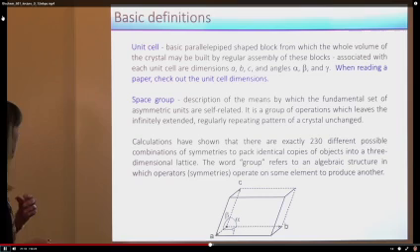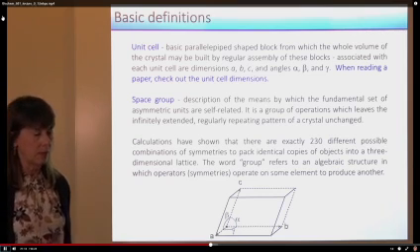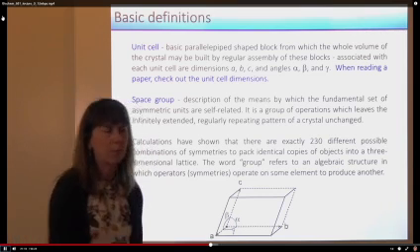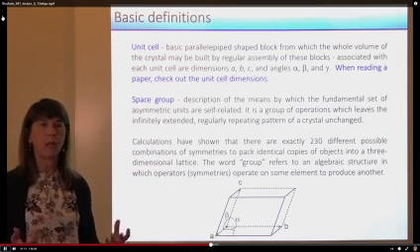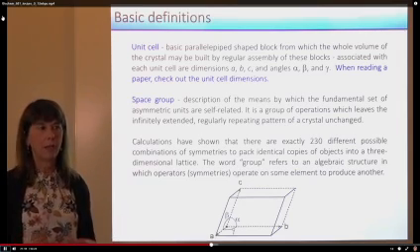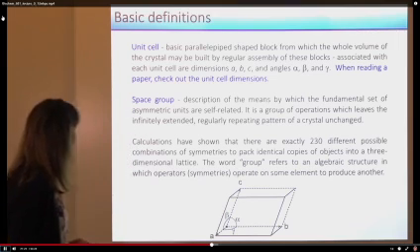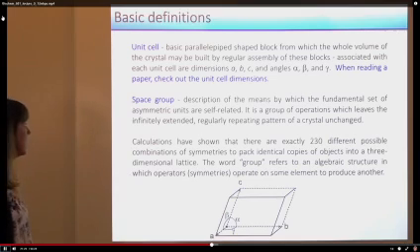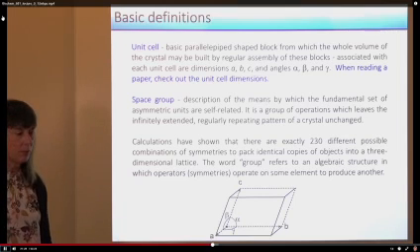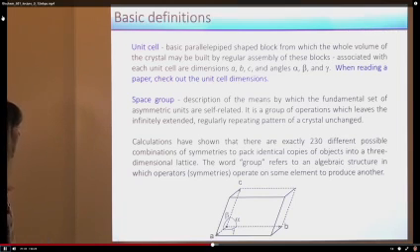They will also tell you that the crystal belongs to some space group. And how do they know what space group it belongs to? It's the diffraction pattern from the crystal. It's the way the diffraction pattern looks that they can determine the space group. And a space group is just a description of the means by which a fundamental set of asymmetric units are self-related. I'm going to show you a picture of that in a minute.